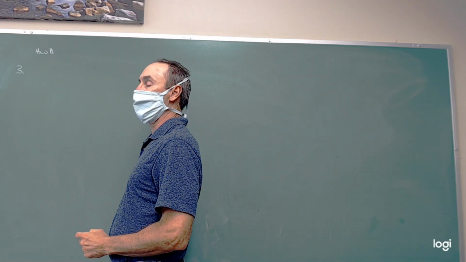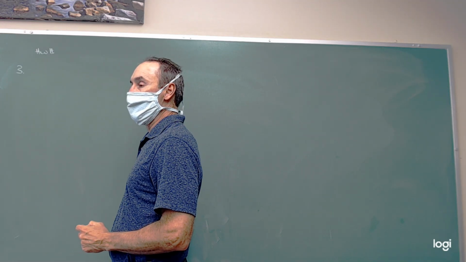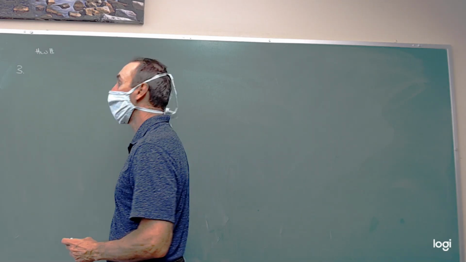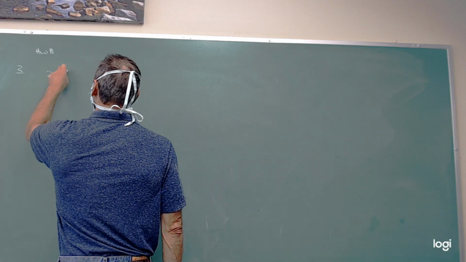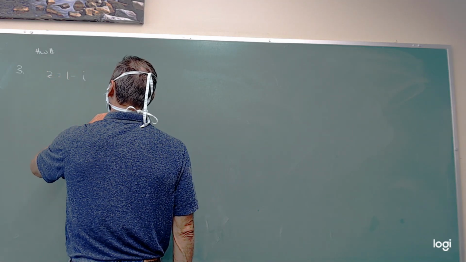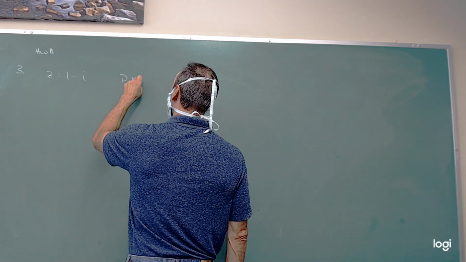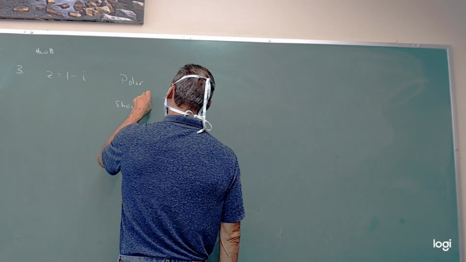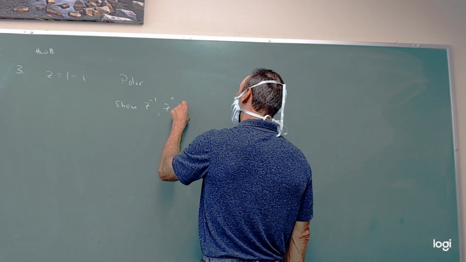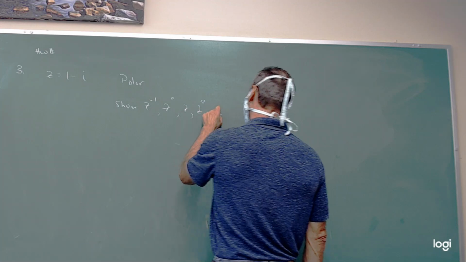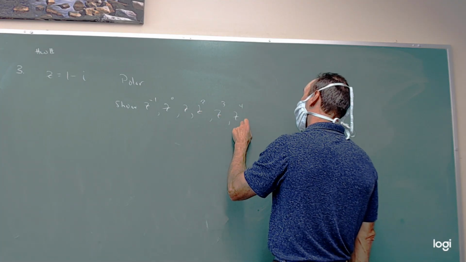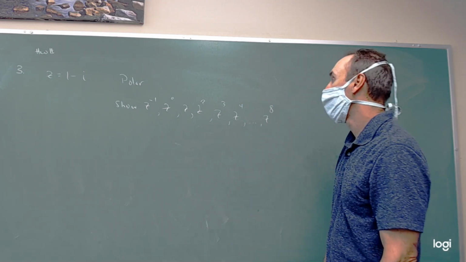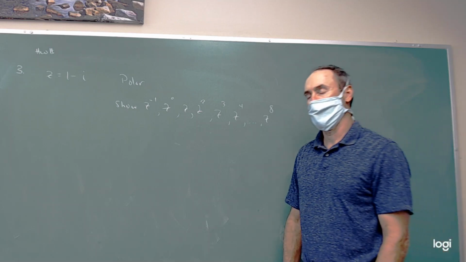Wasn't that 46? Number 4? No, we're looking at 4. Homework 4 was: express z equals 1 minus i in polar form. And then show z to the negative 1, z to the 0, z squared, z cubed, z to the 4th, z to the 5th, z to the 6th, z to the 7th, and z to the 8th in argument form. So we may just get the idea of this and go on.